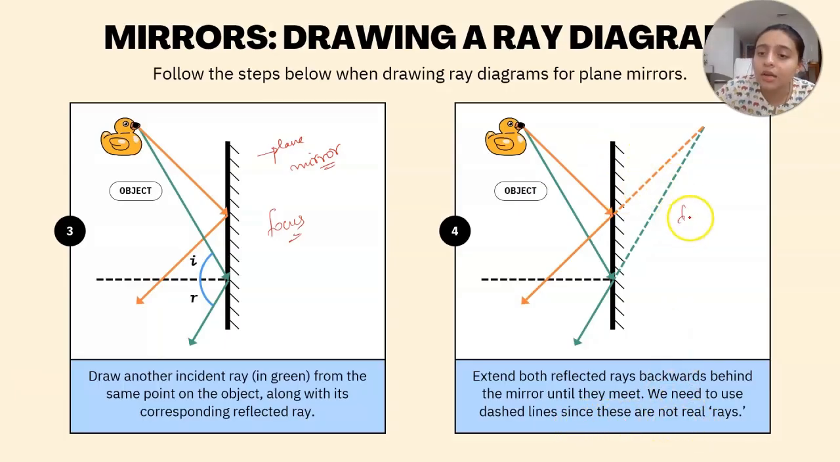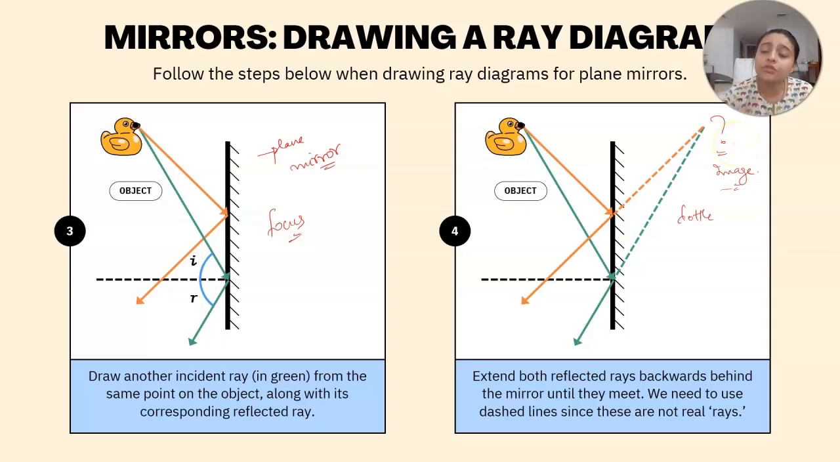So these are the dotted lines, these are imaginary. Okay, so here the image will form. Here will be the image, this is the object and the image will form here. So this is how we are going to form different ray diagrams.